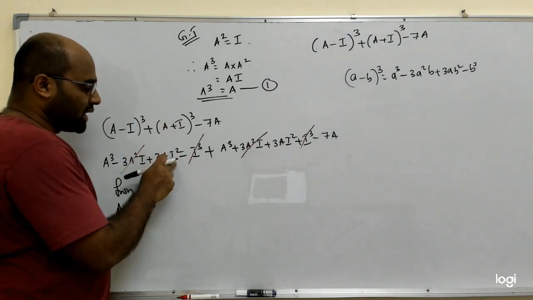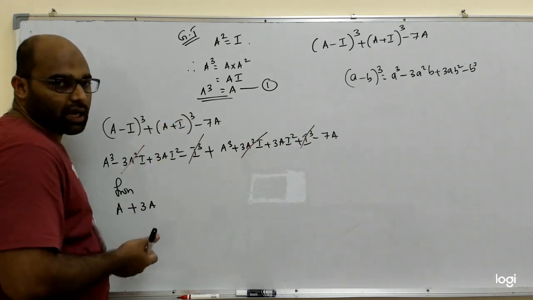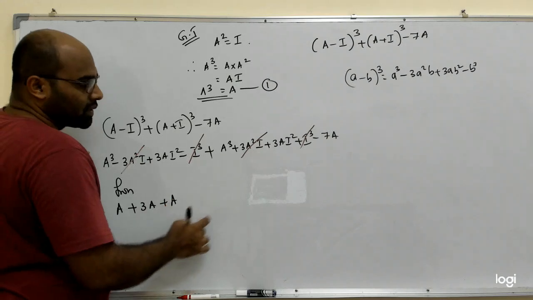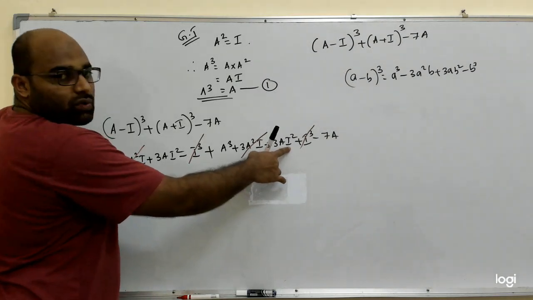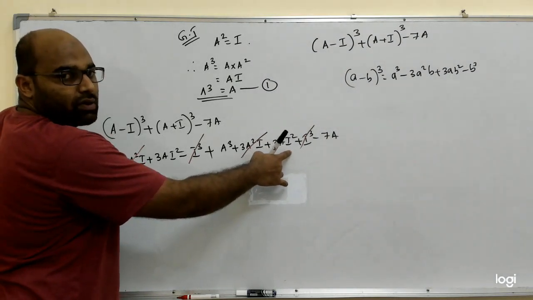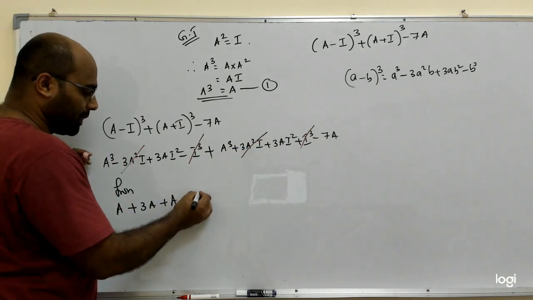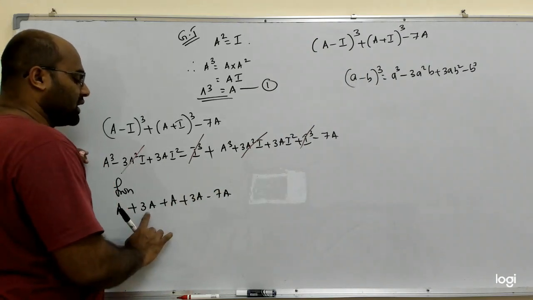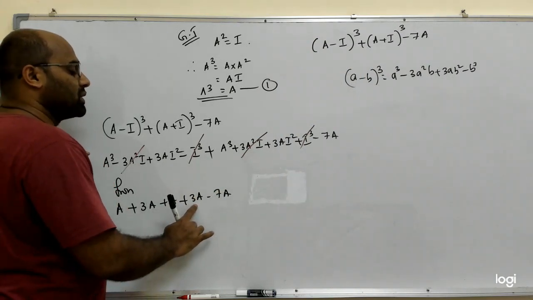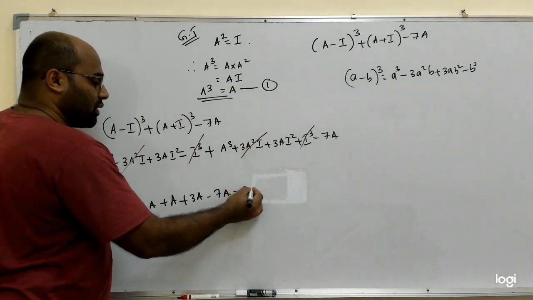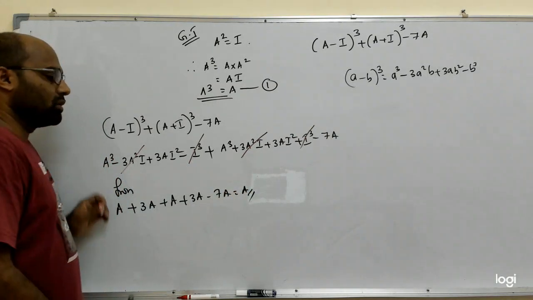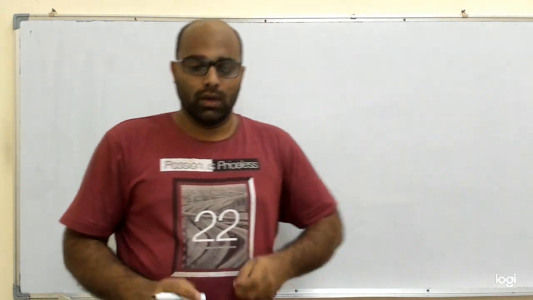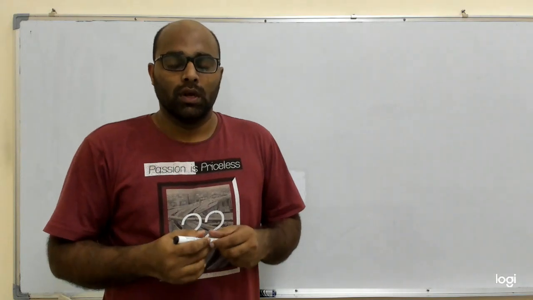AI is A, you know that. A cube is A, and I square is I, so AI will be A, so again 3A. Minus 7A. So A plus 3A is 4A, 5A, 5A plus 3A is 8A, 8A minus 7A will be A. That will be the answer. Please check it, and if there is any problem you can ask. I hope you understood that also. Next one.